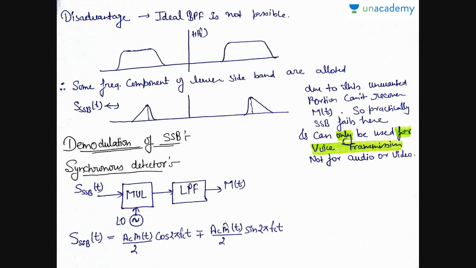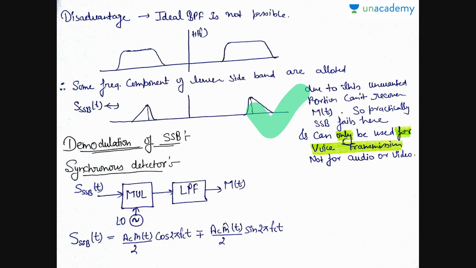But what is the disadvantage of this method? The disadvantage is that it is not possible to have the ideal band pass filter. That is, sharp edges at the band pass filter are not possible practically. And in the output of this SSBSC, we will have some part of the lower sideband along with the upper sideband. Or in the lower sideband case, we will have some upper sideband part.